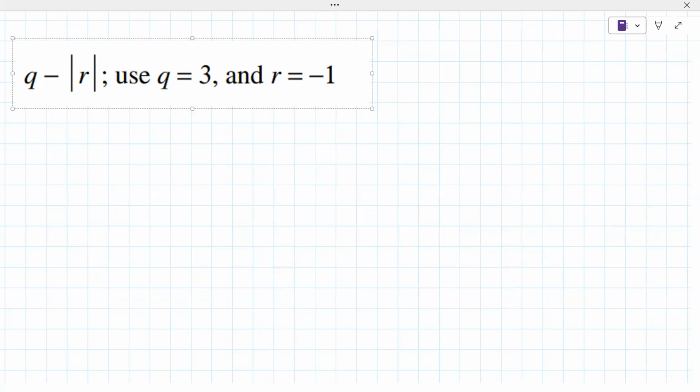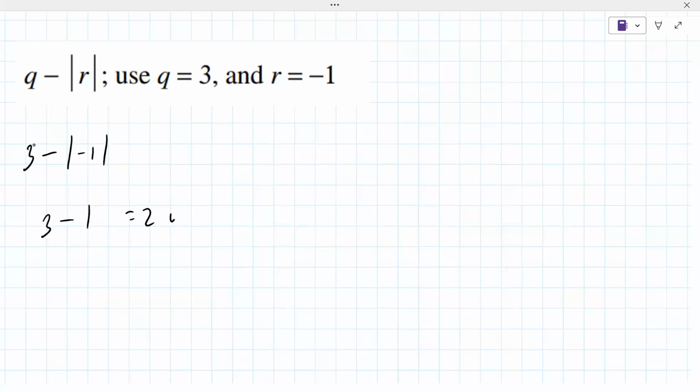Would it be 2? 3 minus absolute value -1. 3 minus 1 is 2. Very good. All right, so let's try a slightly more complicated one.